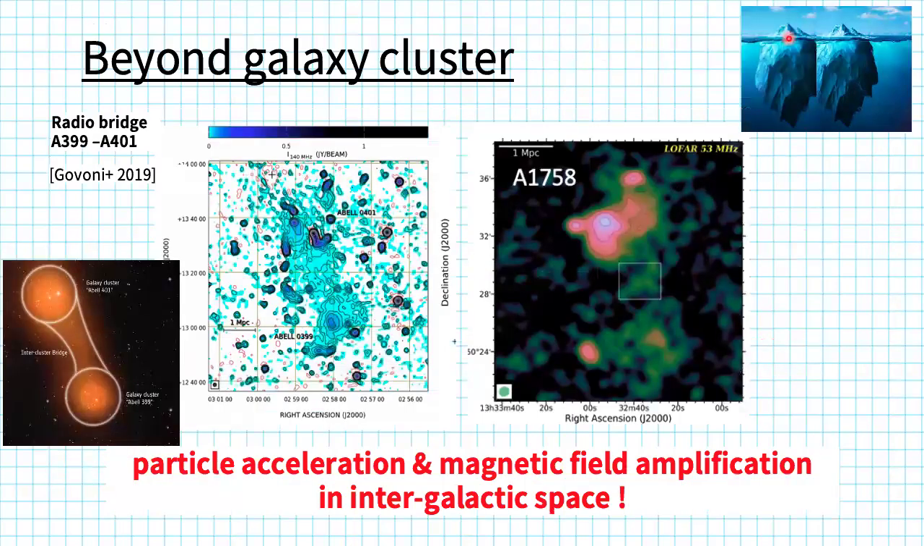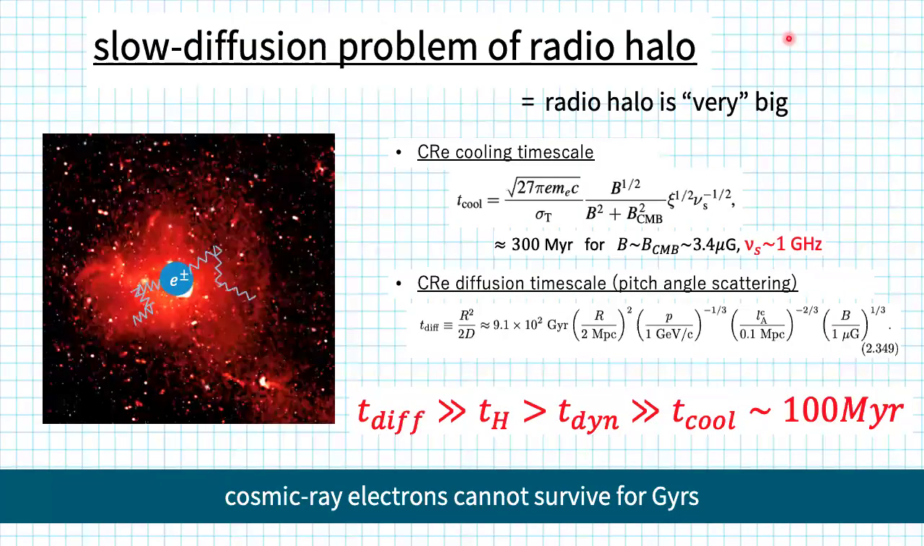Well, there are several other kinds of diffuse structures depending on their shape and size. For example, this is a so-called radio bridge, found in between two galaxy clusters. So these two galaxy clusters are seemingly going to merge. But before this merger, we can observe some diffuse emission in between those galaxy clusters. So there is already some acceleration of relativistic particles happening in between those galaxy clusters.